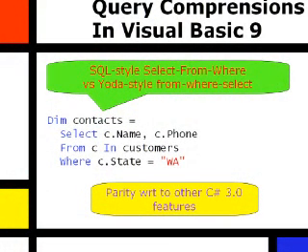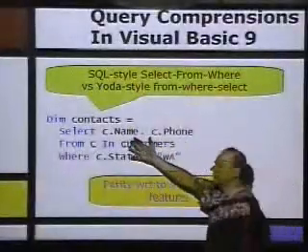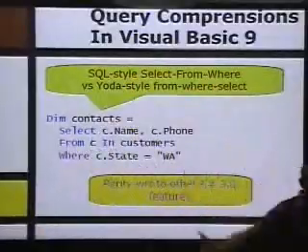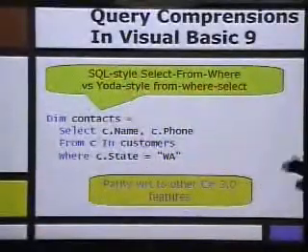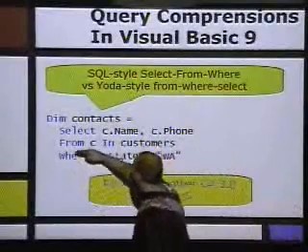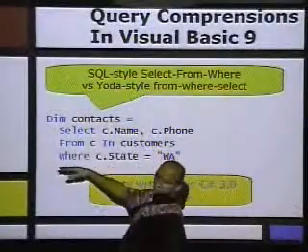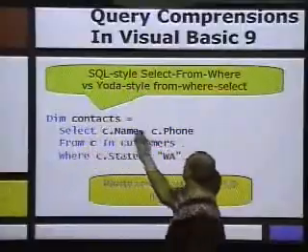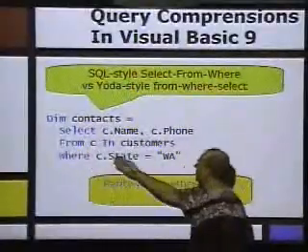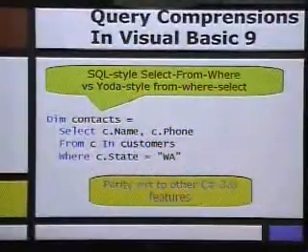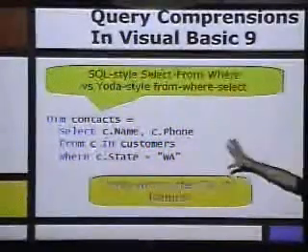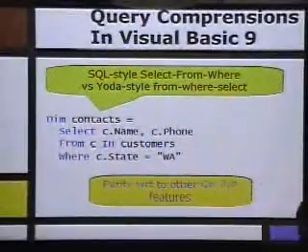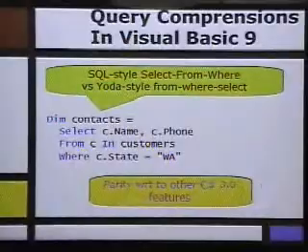Okay. Now, in Visual Basic, the syntax for these comprehensions is, I think, the way God intended queries to be. It uses SQL syntax. So instead of saying from where select at the end in the Yoda style, you put it in front. You say select name phone from customers where state equals Washington. So we stay as close to SQL syntax as possible.